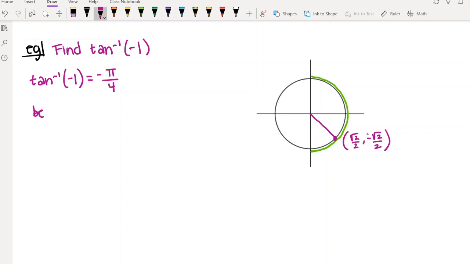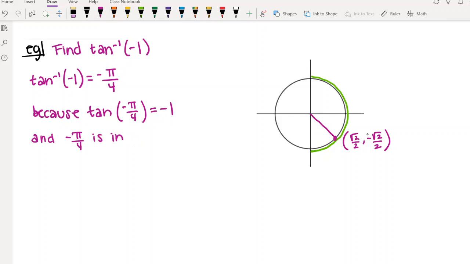And that's because tangent of negative pi over 4 is equal to -1. And additionally, negative pi over 4 is in the right part of the unit circle. And I guess I should use parentheses. It's in the interval from negative pi over 2 to pi over 2.